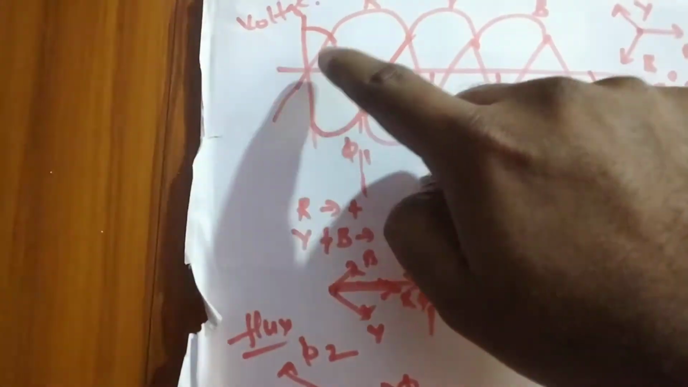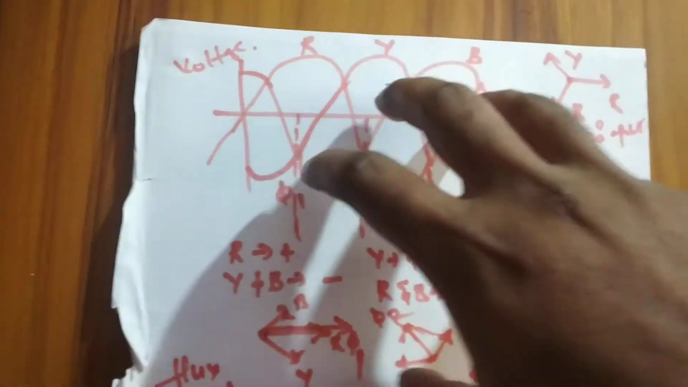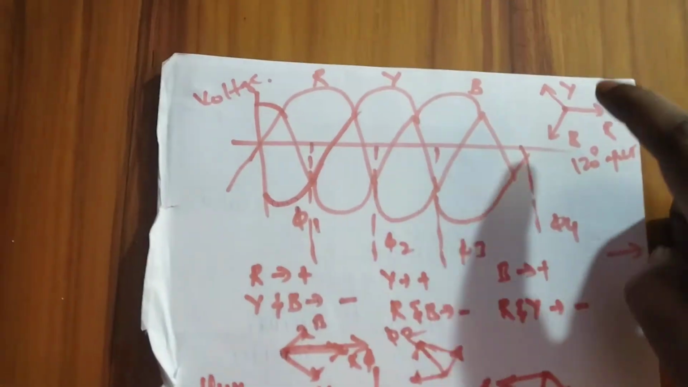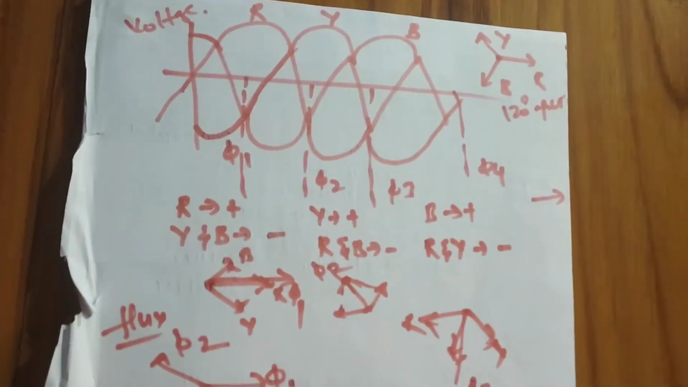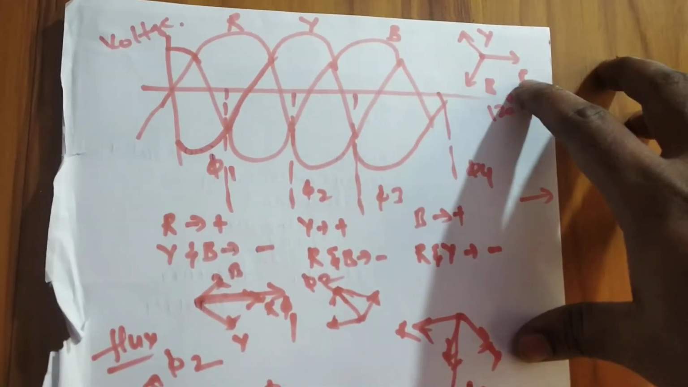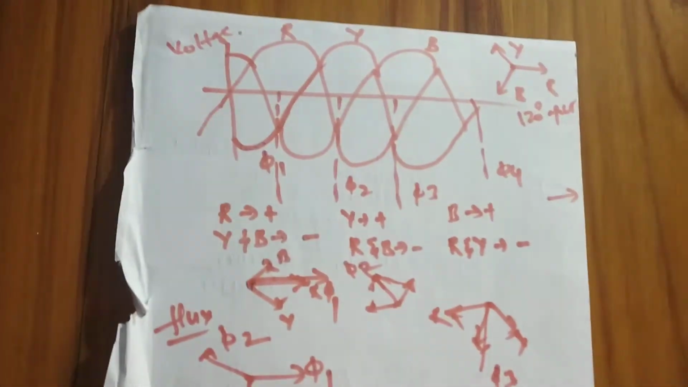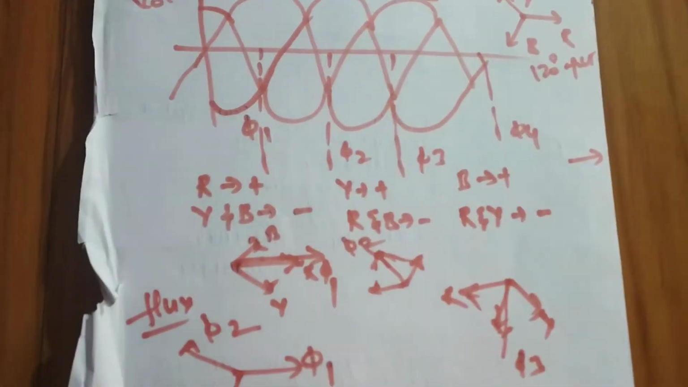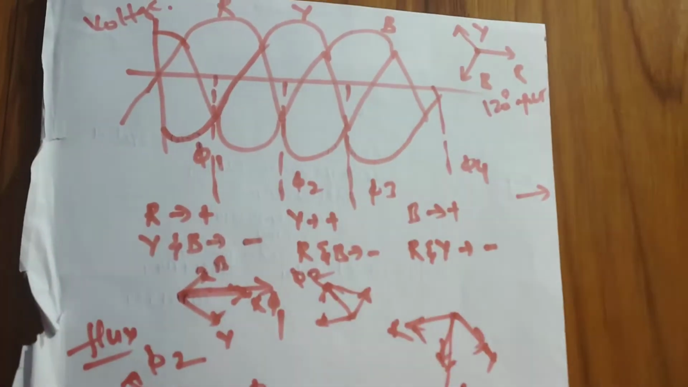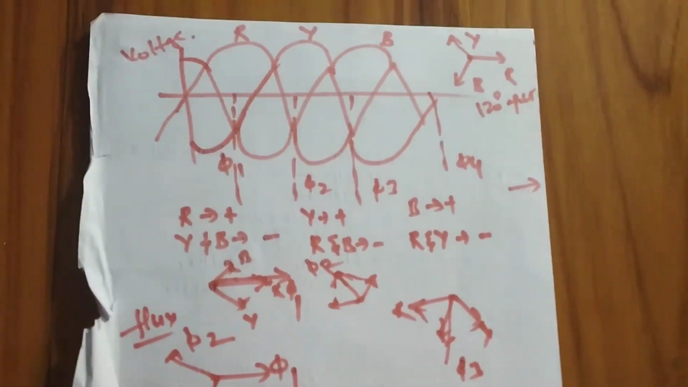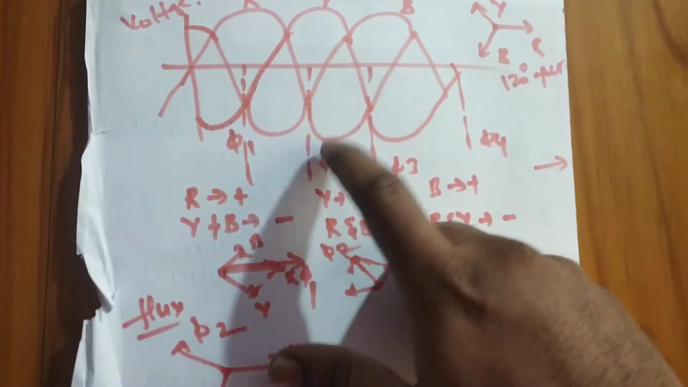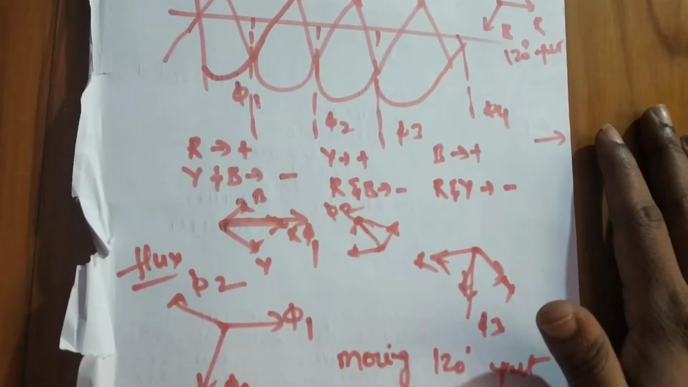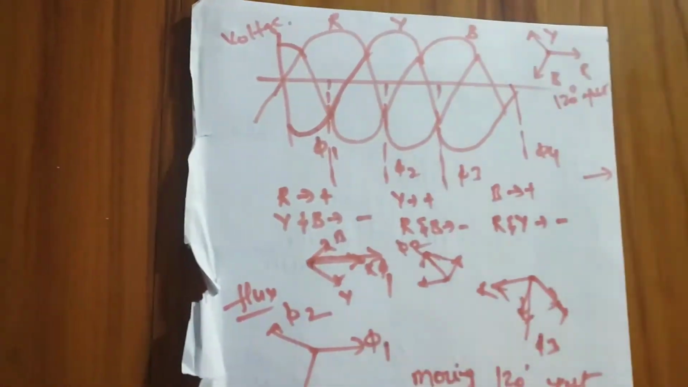Now all three phases, R phase, Y phase, B phase, which are given to the poles, are displaced by 120 degrees. I don't know how the flux will be, but definitely the flux will be created. How the flux will travel, I don't know. So I'm taking different positions: first position, second position, third position. Definitely the flux will move. Now we'll go for the first position and see how the flux will be.